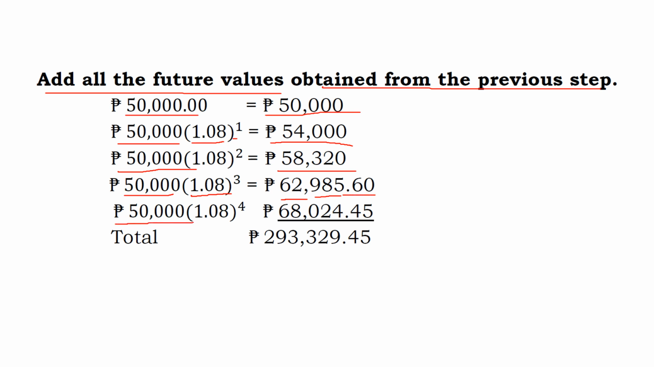So for 50,000, 1.08 raised to 4, that will be 68,024.45 pesos. Once we total this one, the total is 293,329.45 pesos. So that's how we compute the future values in each term of payment in dealing with your simple annuity. In this case, we total or add all the future values obtained from the previous step, and this will be your 293,329.45 pesos.